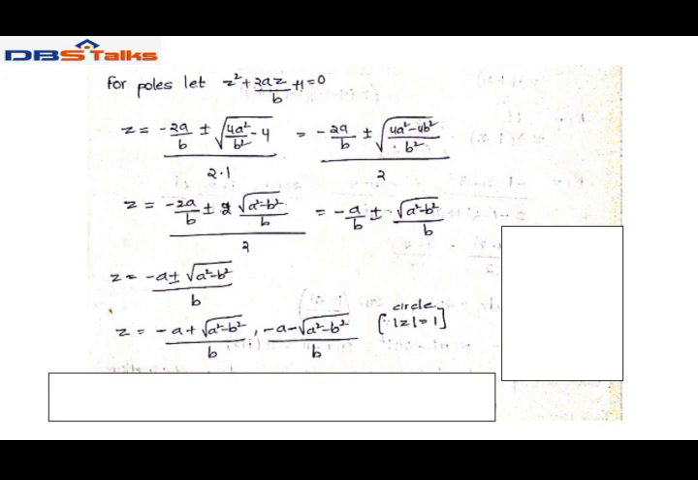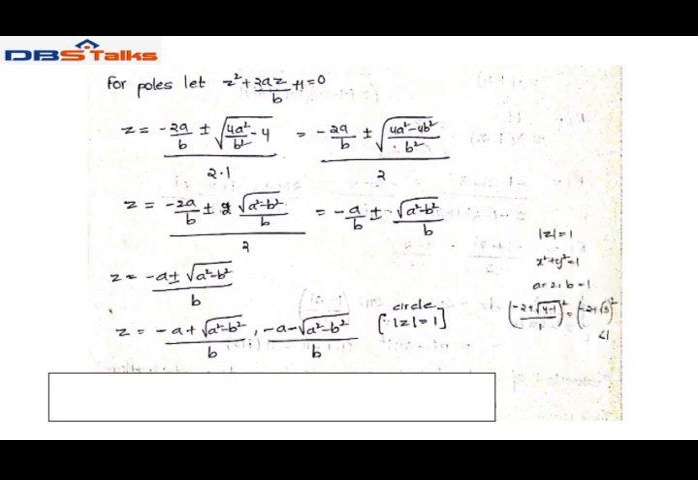In this problem, circle equation is not given. So now we have to assume that this circle is mod z equal to 1. So we have to verify whether the two poles are inside the circle or outside the circle. For taking example, a equal to 2 and b equal to 1. In this problem, given that a is greater than b greater than 0, that's why we have to let a equal to 2 and b equal to 1.